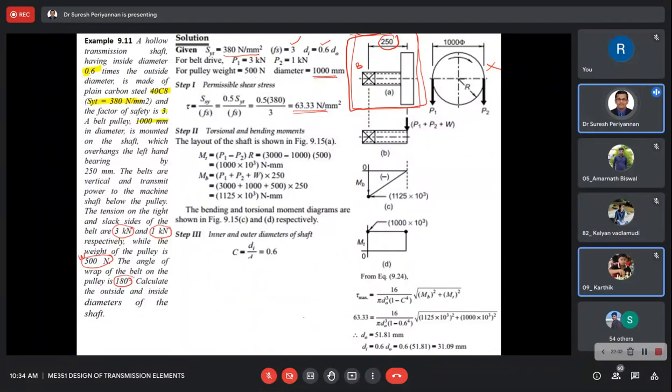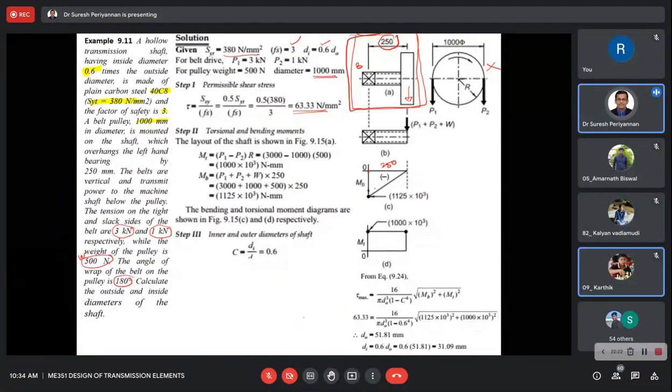This looks like a cantilever beam approach. The length is given as 250 mm, and the load is acting downward. You have already studied the bending moment and shear force diagram of a simple cantilever beam. Now this is the bending moment: at the free end it is 0, and at the fixed end it is maximum.